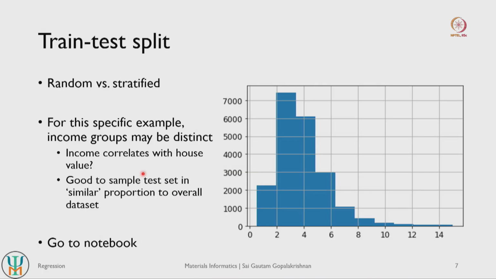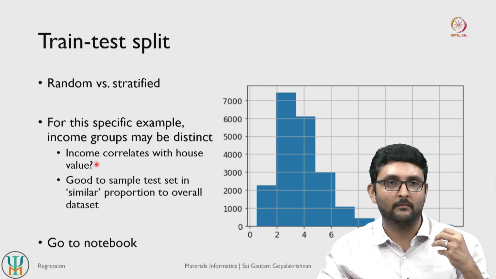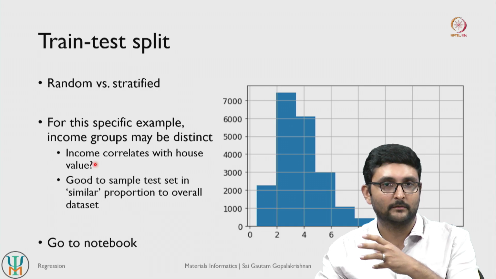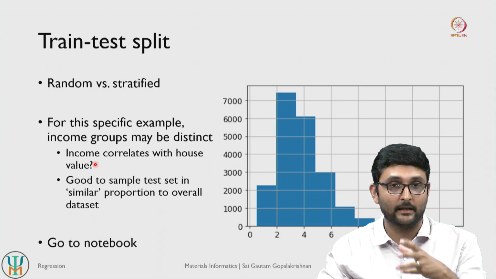okay. So when we did the train test split, we initially did a random split of training and test data, but often it may be useful to do what is referred to as a stratified split. So what I mean by that is, let us say in this specific example of median housing prices, maybe there is a strong correlation between the median income and the median housing prices in a given locality.